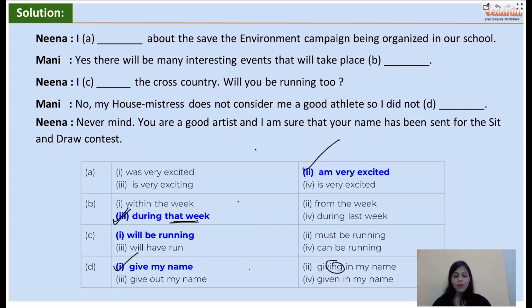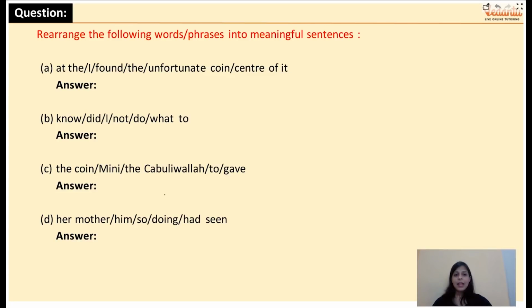Okay, let's try one more case. Now you have to rearrange the sentences. In this case, I'm going to give you 2 minutes. Think on this, work on this, and then let me know.